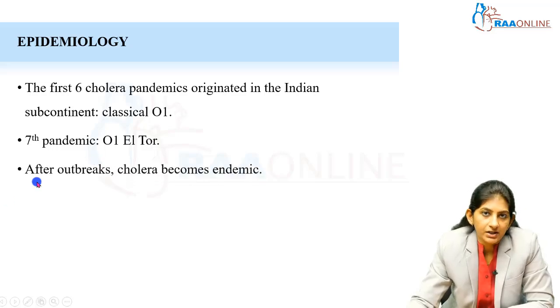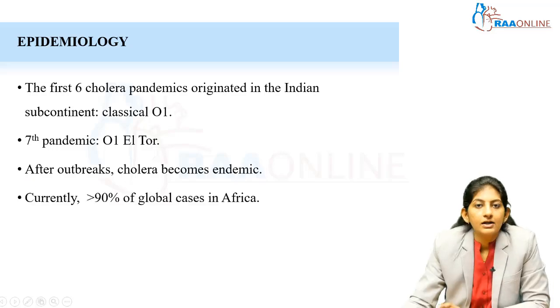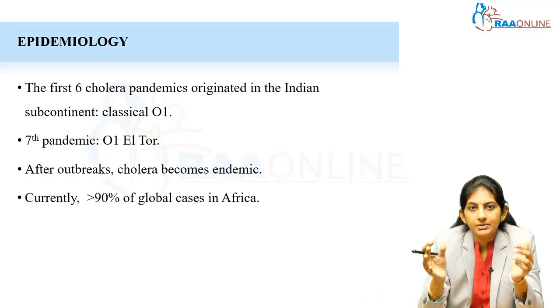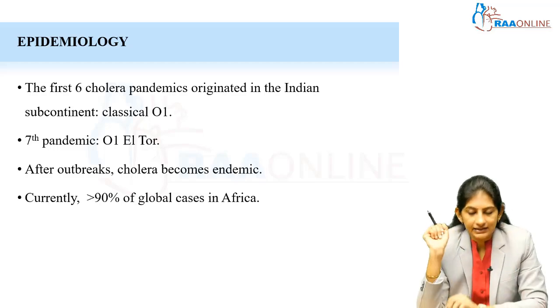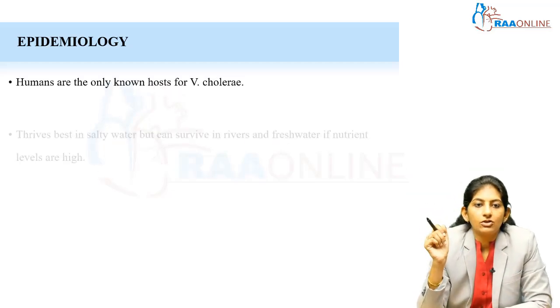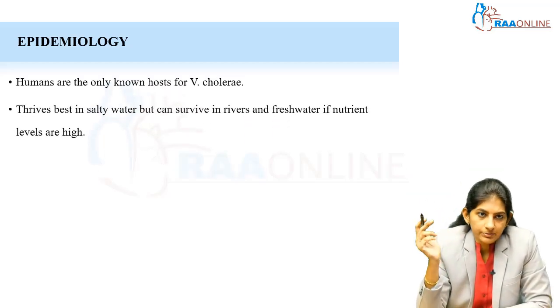After outbreaks, what happens? Cholera becomes endemic in that particular locality. In the current situation, more than 90% of cholera cases reside in Africa. So let's talk more about the epidemiology of Vibrio cholerae.